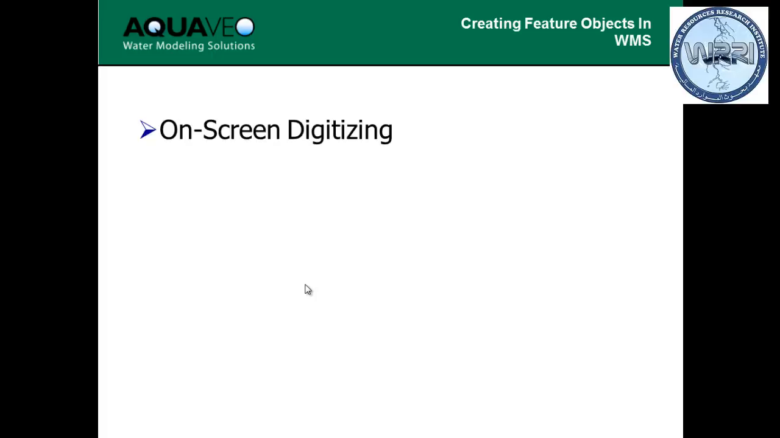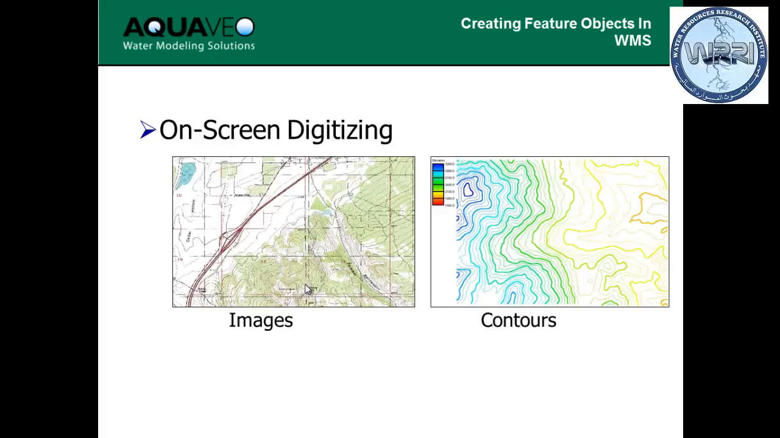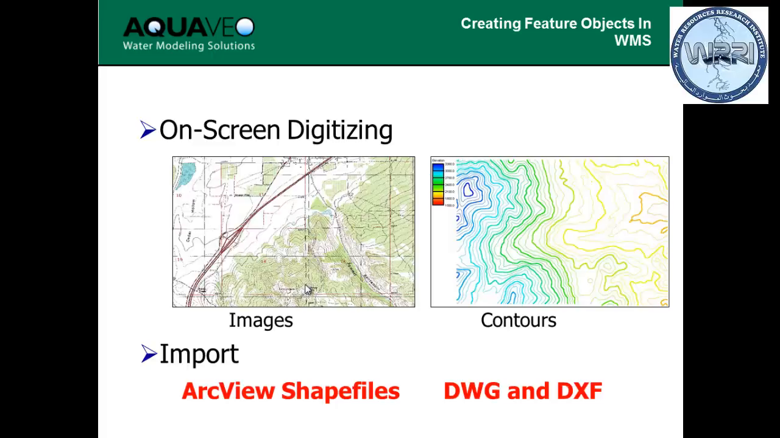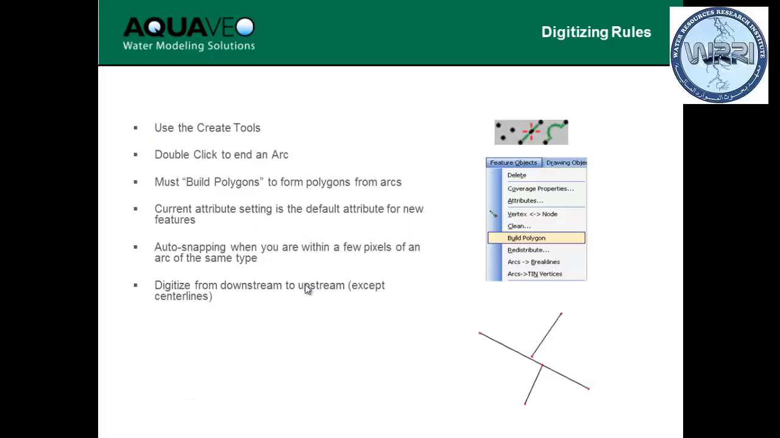Creating feature objects in WMS, one way of doing it is, if you have a background map, you can create your feature objects. That's called digitizing, pointing and clicking, creating data. You can digitize your data. Another way is you can import shape files or any GIS vector data, or you could import CAD data, so DWG, DXF, and DGN files. Those are different CAD formats that can be imported into WMS.